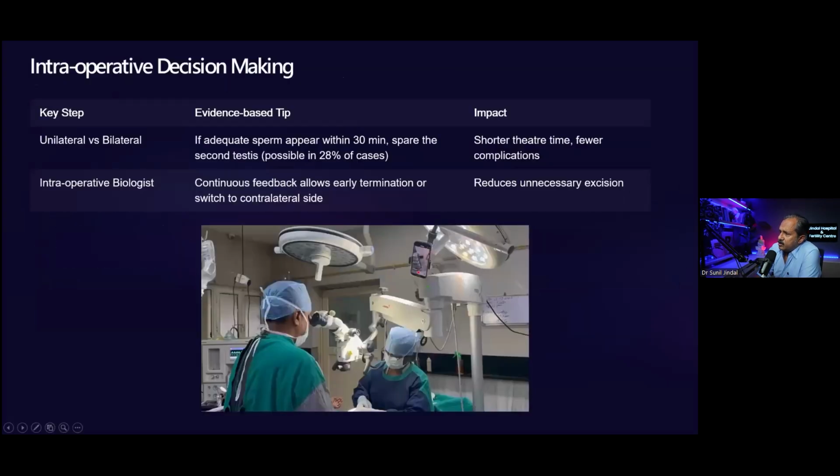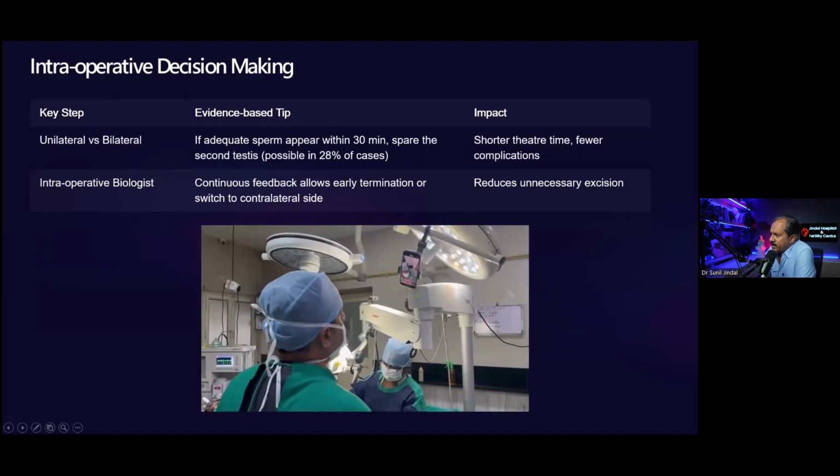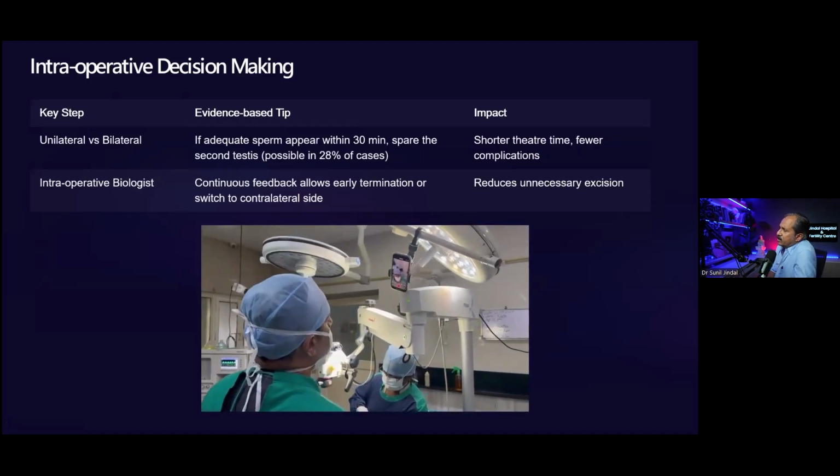So I'll just talk to you about a few things. Whenever you are doing a micro-TESE, you need to have some methodology by which you could be in direct contact with your embryologist. And the question is whether you do a unilateral or bilateral. If you've not found sperm in one, you're going to open the second one. And you need an intraoperative biologist.